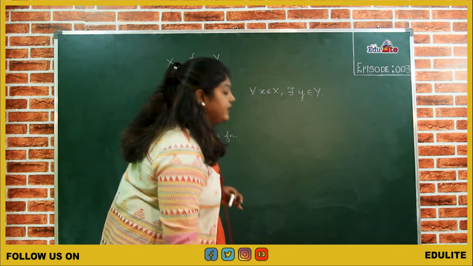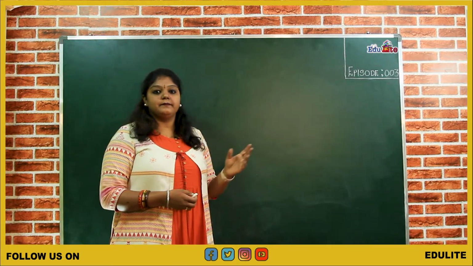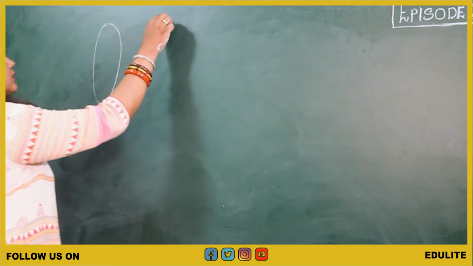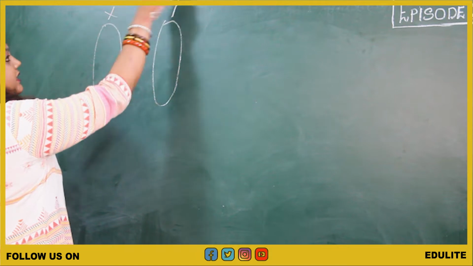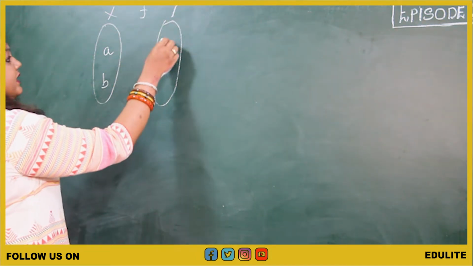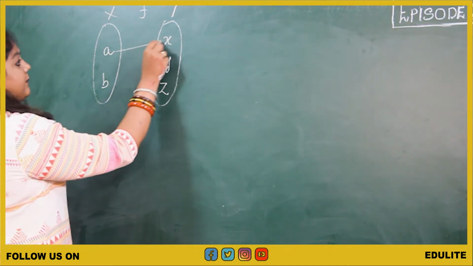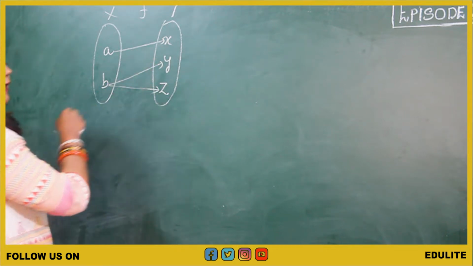We will do some more examples under function. I am considering this example using an arrow diagram. So, two sets x and y, and f is a mapping from x to y, x as a set of elements a and b, and y as a set of elements x, y, z. See, now a is mapped to x, b is mapped to y, and b is also mapped to z.